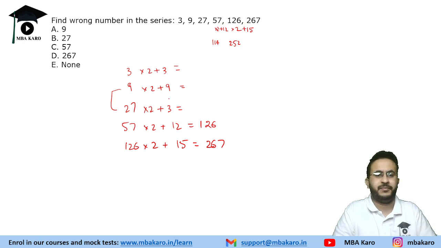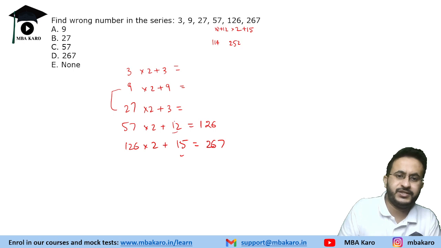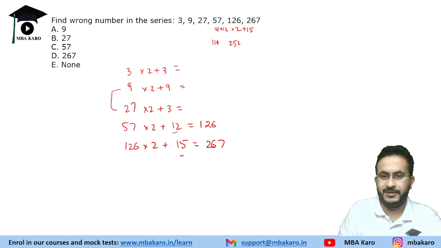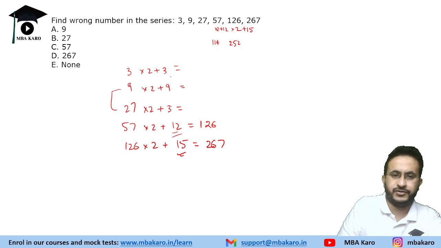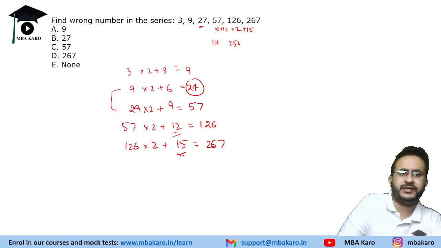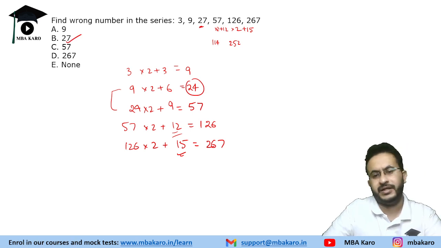Okay, so how to determine it? Now see, this is 15, this is 12. Ideally, it should be 963. Multiples of 3, 15, 12. So let us correct it. Let's remove these numbers. So let's make it 3, 6, 9. So 3 into 2 is 6 plus 3, 9. 9 into 2 is 18 plus 6, 24. 24 into 2 is 48 plus 9, 57. So the number is 24 and the incorrect number in this series is 27.